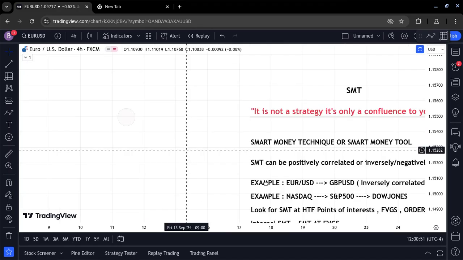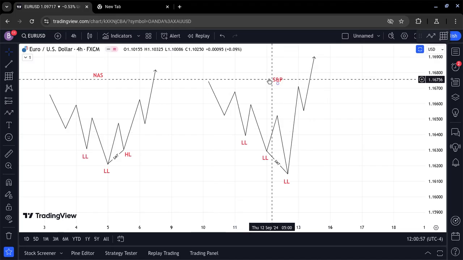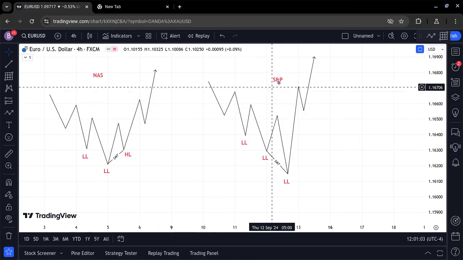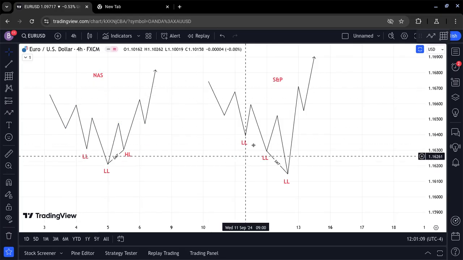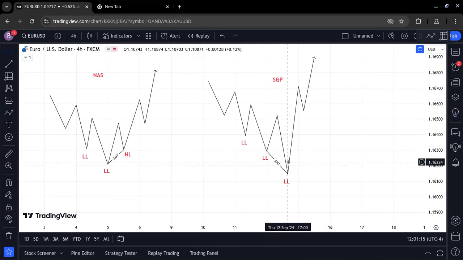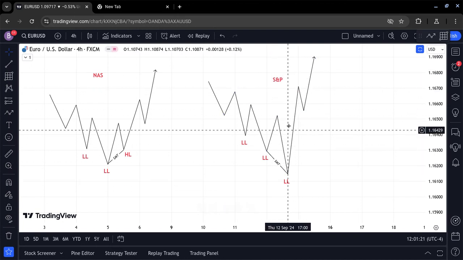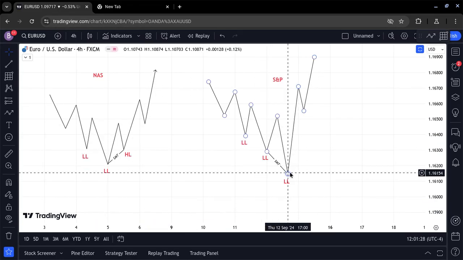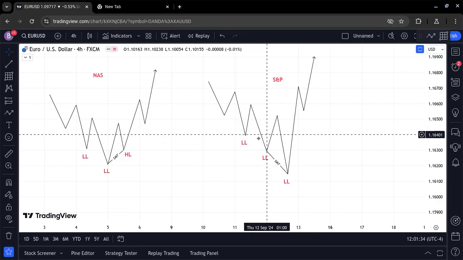I'll just give you a short little idea. Nasdaq and S&P, like I mentioned before, are positively correlated pairs, meaning if Nasdaq is forming a lower low, S&P shall form a lower low. Again, Nasdaq forms a lower low, S&P forms a lower low, Nasdaq forms a higher low, so S&P shall be forming a higher low, right? But here S&P fails to form a higher low, instead it forms a lower low right there. So this scenario right here is called SMT. This is SMT, because we have institutional sponsorship in this price leg.